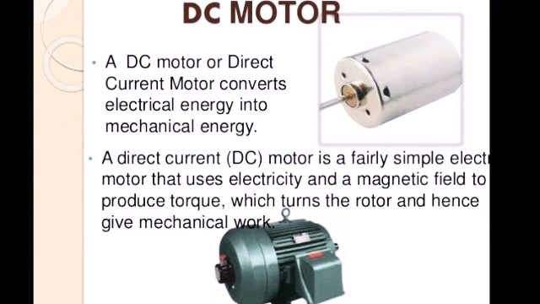So first, what is a DC motor? A DC motor, or direct current motor, converts electrical energy into mechanical energy. Any motor, like synchronous, induction and DC, converts electrical energy into mechanical energy, meaning in any motor we provide electrical energy as input and we get mechanical rotation as output. A direct current motor is a fairly simple electric motor that uses electricity and a magnetic field to produce torque, which turns the rotor and hence gives mechanical work.